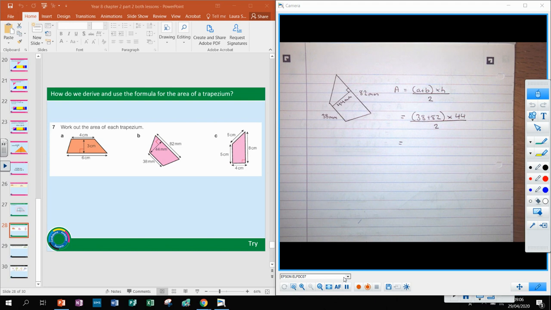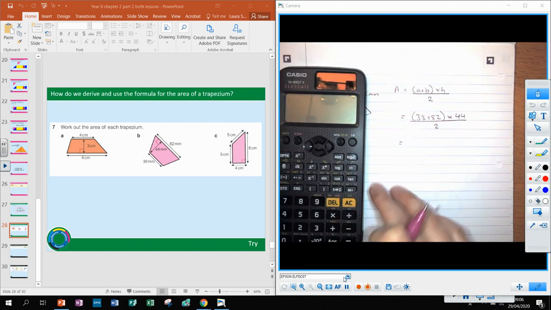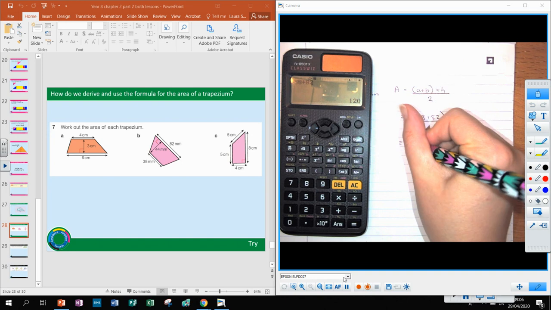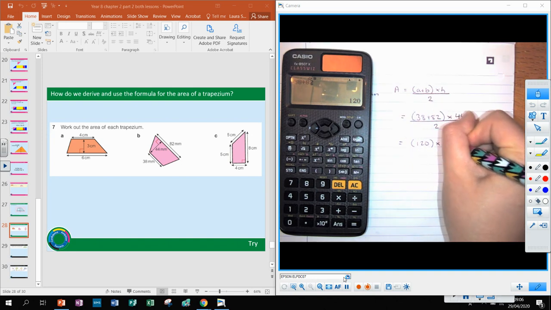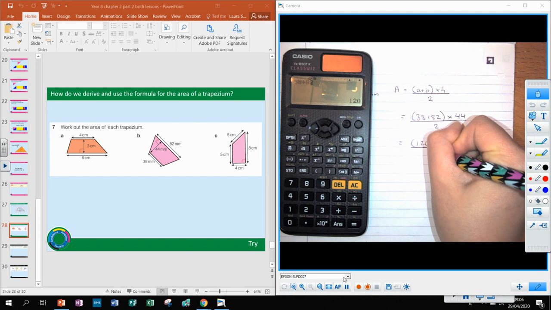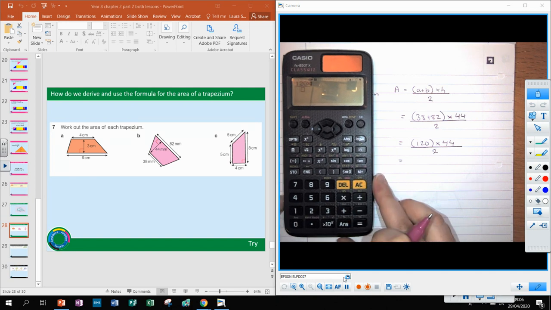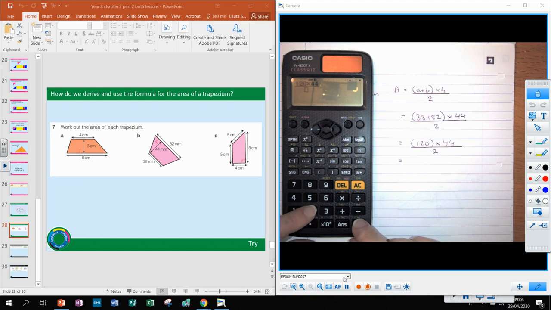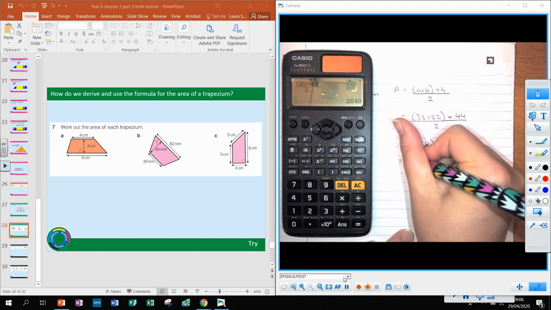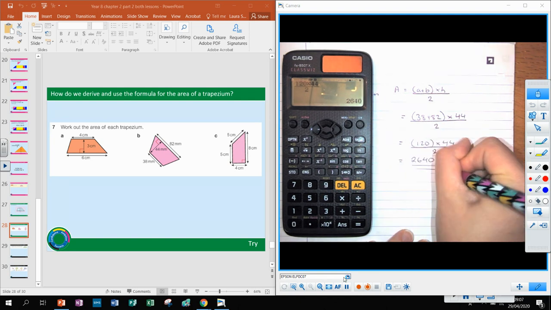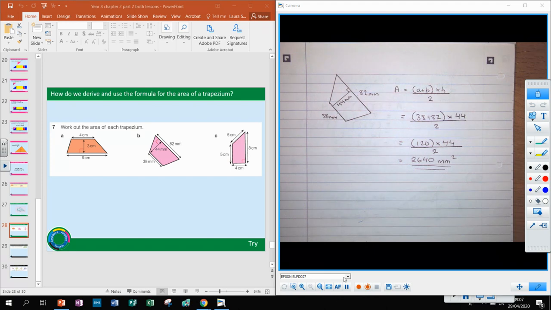Okay, and here's where I'm quite happy for you to use a calculator to help you out. Okay, so let's do the 38 plus 82 first. There we go. So that is 120 times 44, all divided by 2. Okay, and we can use a fraction button now. 120 times 44, all divided by 2, is equal to 2,640 millimeters squared for our area. Okay, right.